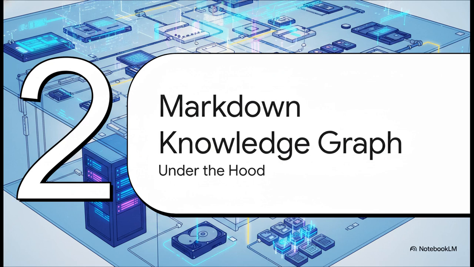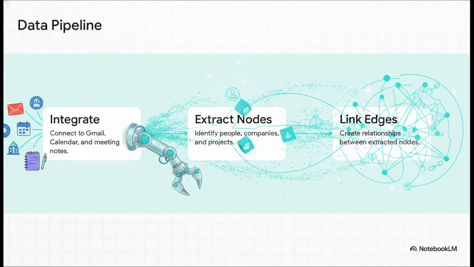Moving on to section 2, the Markdown Knowledge Graph. Let's look a bit under the hood. The pipeline here is pretty brilliant. Step 1, it integrates directly with your Gmail and calendar. Step 2, it extracts entities as nodes. And step 3, it creates relationships as edges.